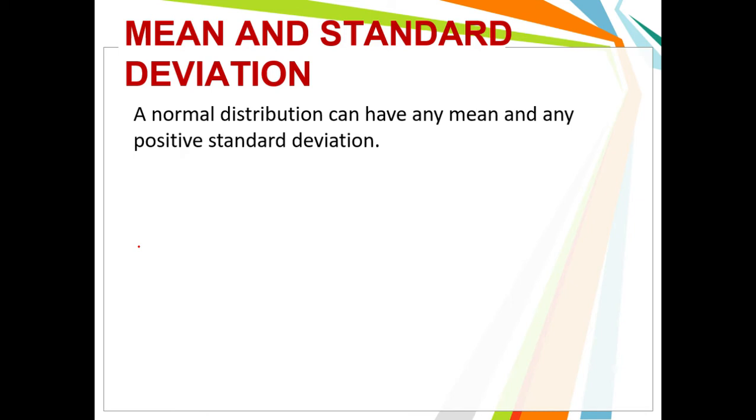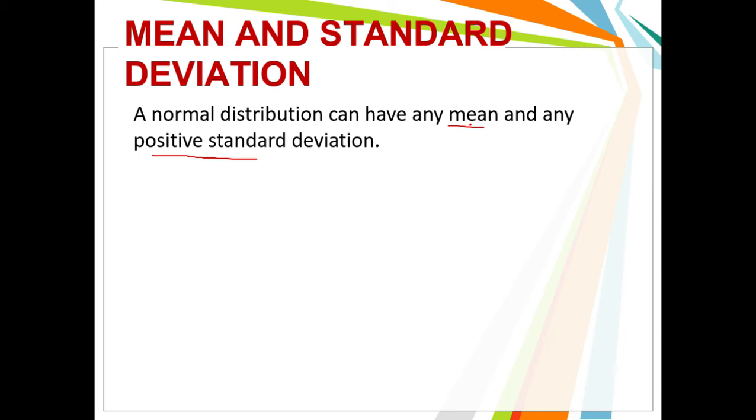Okay, so where do we find the mean and the standard deviation? A normal distribution can have any mean and any positive standard deviation. By definition, the mean is the average and this is the measure of central location or central tendency. So kung saan yung gitna ng ating distribution, dun makikita yung ating mean. Ang standard deviation naman is the measure of the spread.